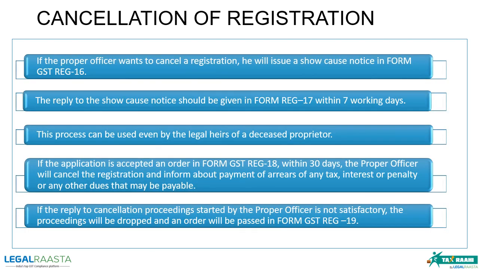If the proper officer wants to cancel a registration, he will issue a notice in GST registration form 16, and the reply to that will be given in form 17 of GST registration. If the application is accepted, an order in form 18 will be passed and the proper officer will cancel the registration and inform about payment of arrears that may be payable. If the application is not satisfactory, then all the proceedings will be dropped and an order in form 19 will be passed.